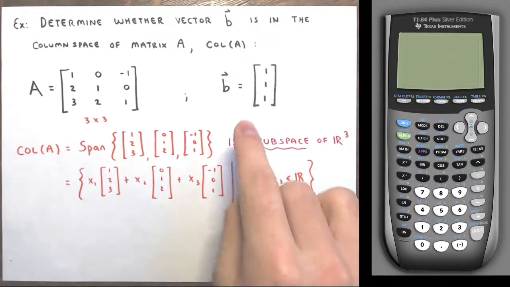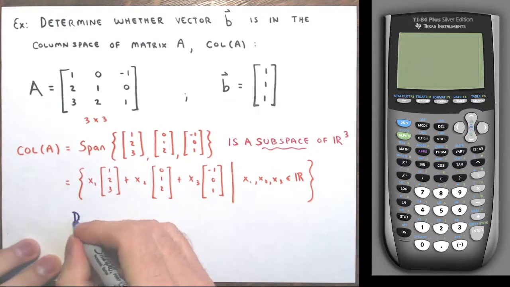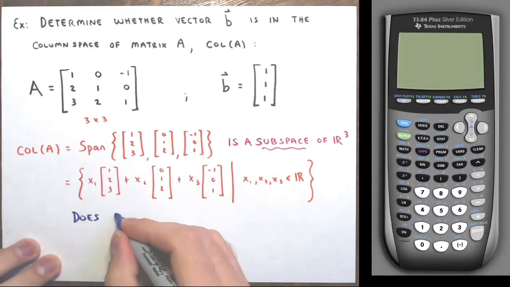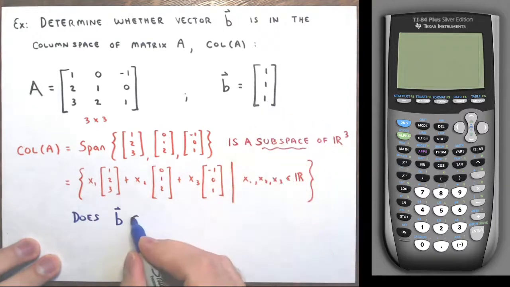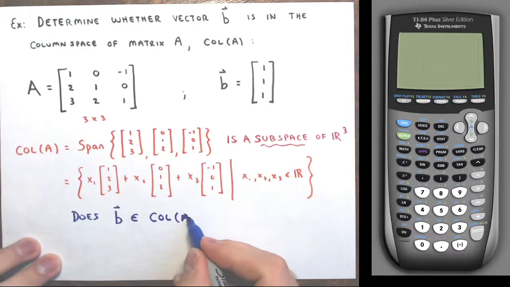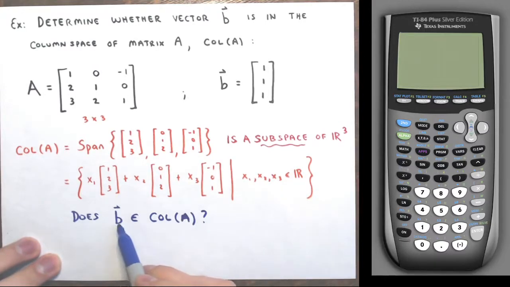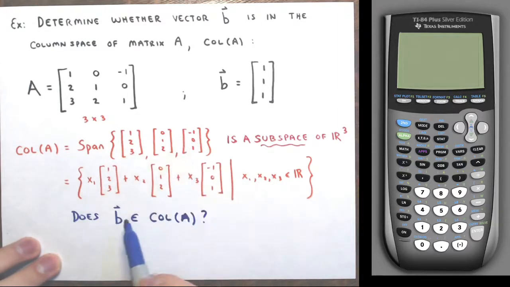All right. So now the question is, does B belong to the column space of A? Does the vector B here, this 1, 1, 1, belong to the column space of A? Well, that's the same thing as asking, is B in the span of these three vectors? Or can B be written as a linear combination of these three vectors?